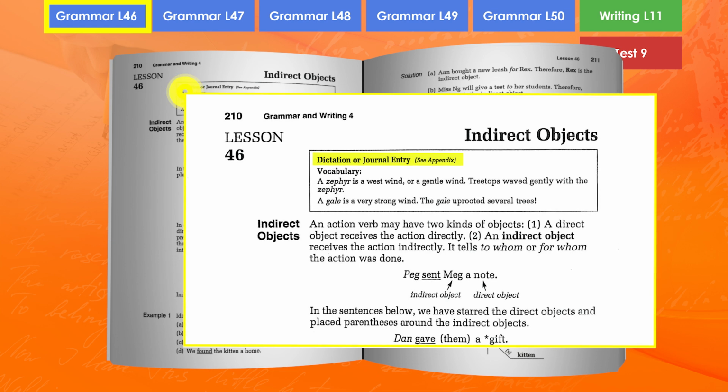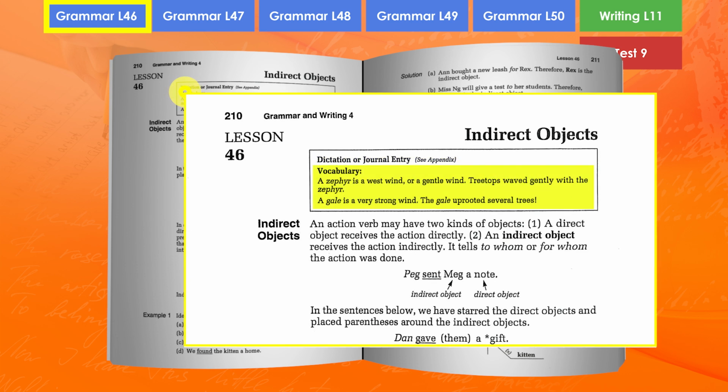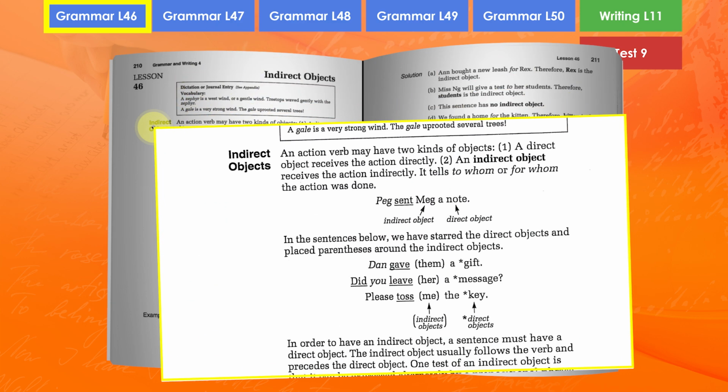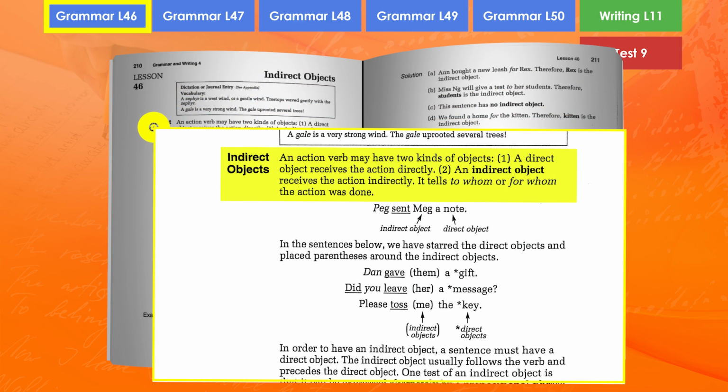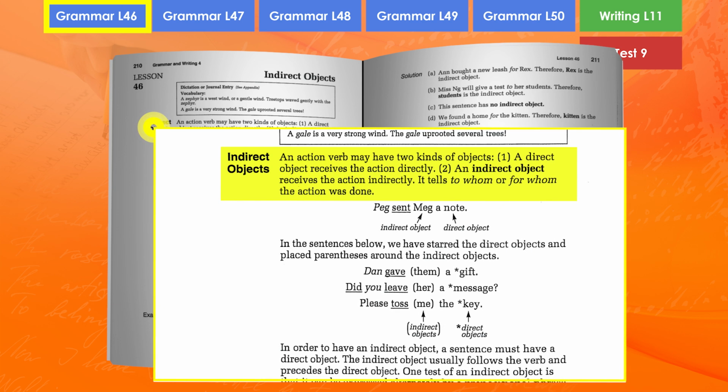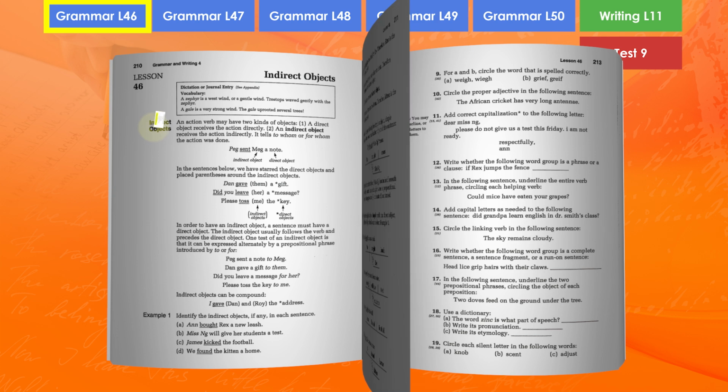After the dictation exercise, for the next 10 to 15 minutes, new teaching occurs. You will discuss the 2 new vocabulary words, zephyr, which is a gentle wind, and gale, which is a strong wind. Then you'll go over the lesson about indirect objects. After teaching the new concept, work through the example and practice problems together.